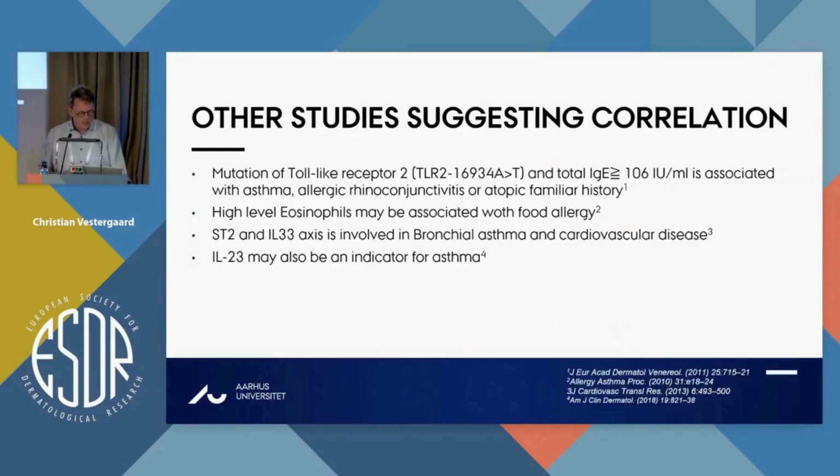And then there are other studies too, like you can have the toll-like receptor mutation together with IgE is associated with asthma, allergic rhinoconjunctivitis, high eosinophils and food allergy, ST2 and IL-33 together with bronchial asthma, cardiovascular disease, IL-23 may. But you see the code word here is may and can be and correlation and perhaps. So it's not a 0 or 1 response that we have here if we just take these ones.